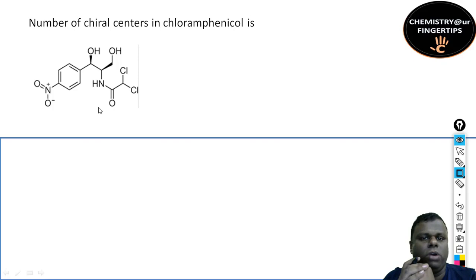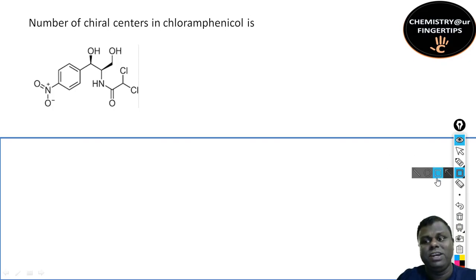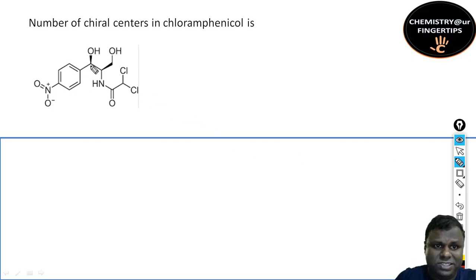Nobody might have thought that such a question may come from chemistry in everyday life. Yes, it's pretty much uncertain, but even after knowing the structure of chloramphenicol, people might have made a lot of mistakes. Okay, so let's see, this is the first chiral carbon, this is the next chiral carbon. So the number of chiral centers is 2.